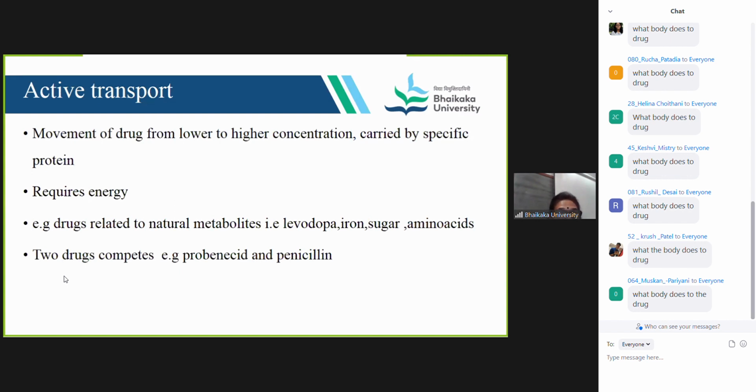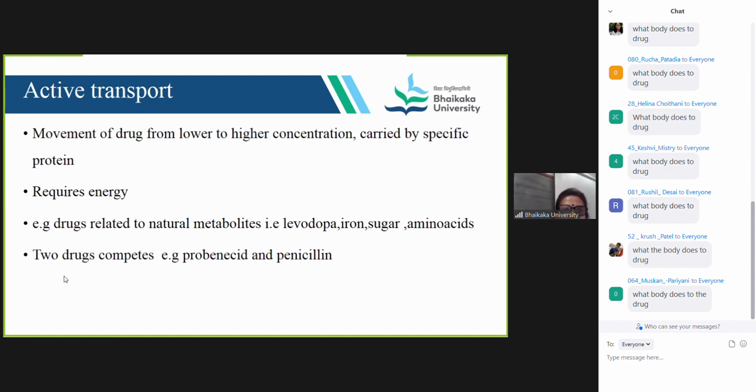So what is this mechanism? I have given an example of two drugs. One drug is penicillin, which you all know is an antibiotic, and the other is probenecid, which is given in patients suffering from gout. Now, if these two drugs are given together, there is a beneficial drug interaction. What is that beneficial interaction?